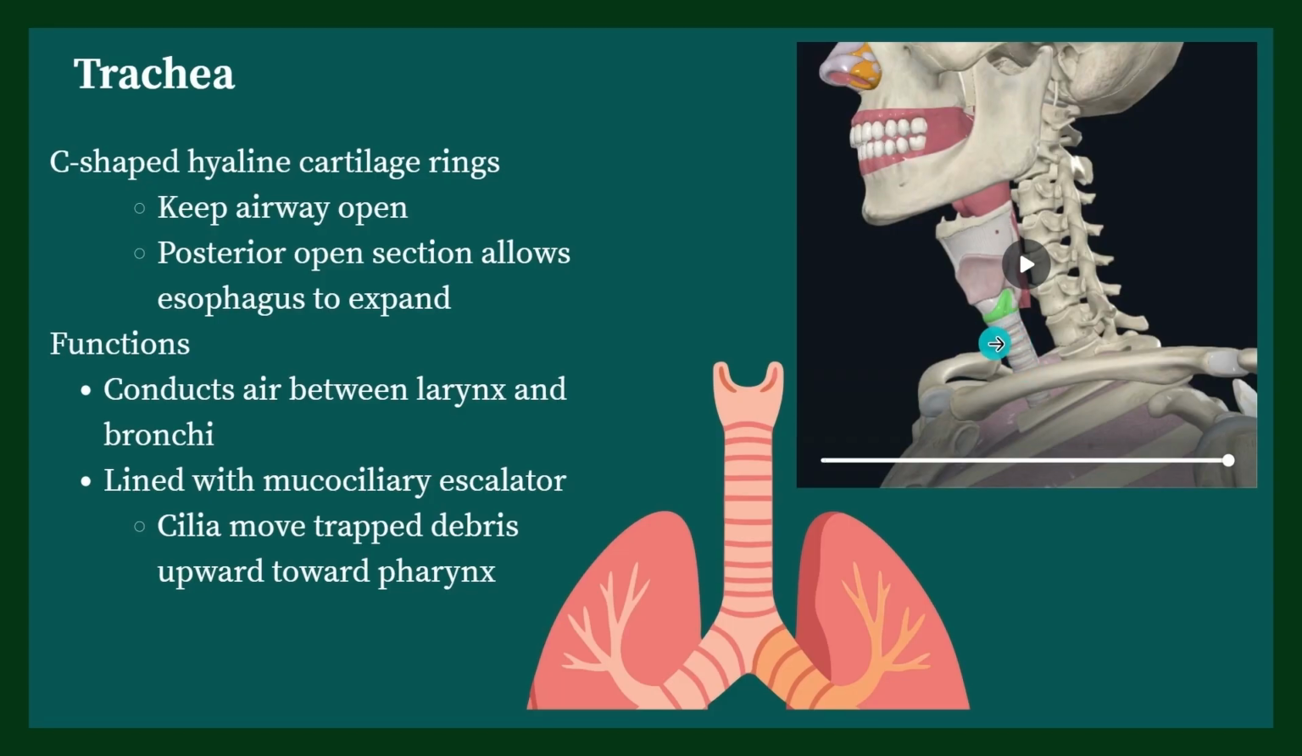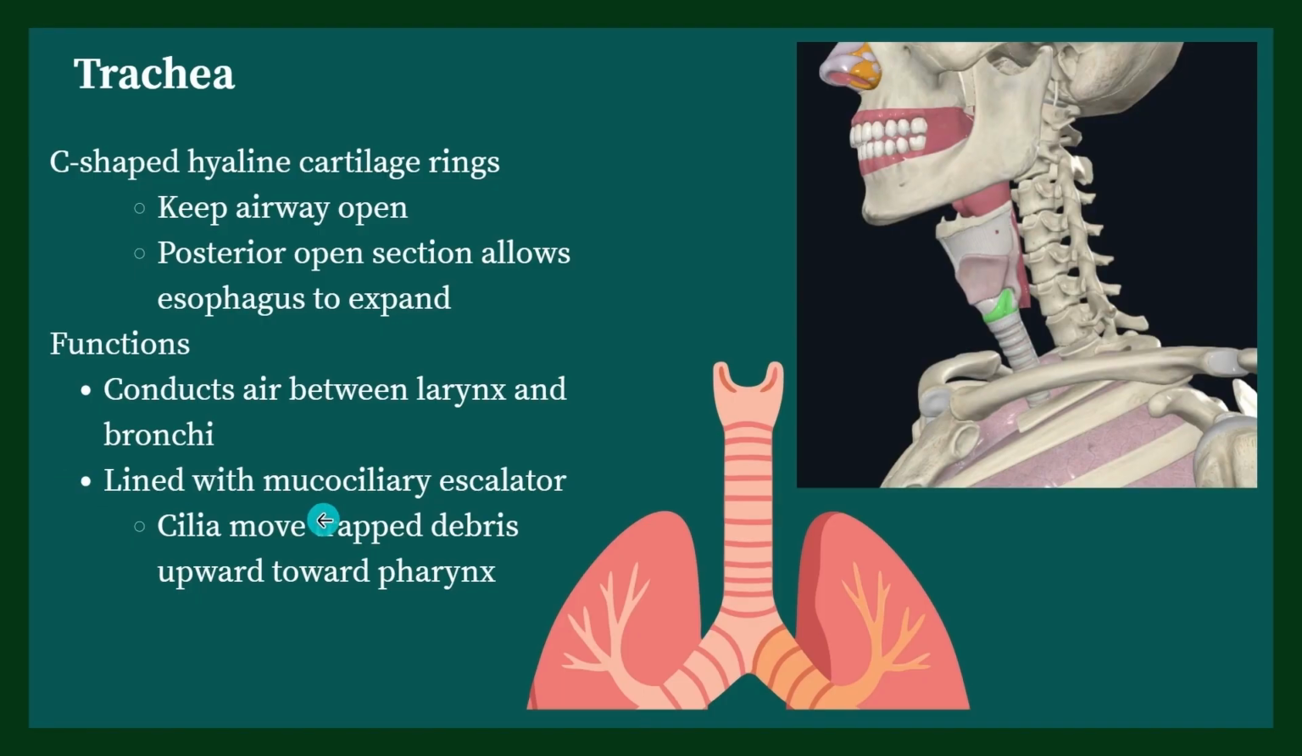But it'll always open back up because we have those cartilaginous rings going around the trachea, so we can always breathe. Yeah, so they keep it open. The esophagus needs to be able to expand. The function of the trachea is that it brings air between the larynx and the bronchi, which is the breathing tree.